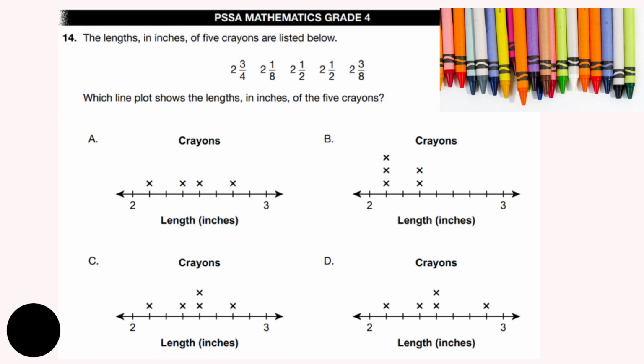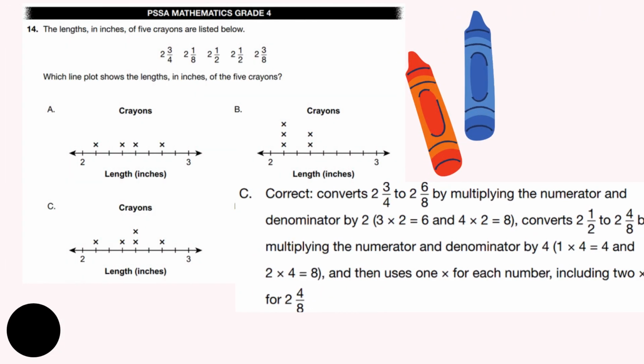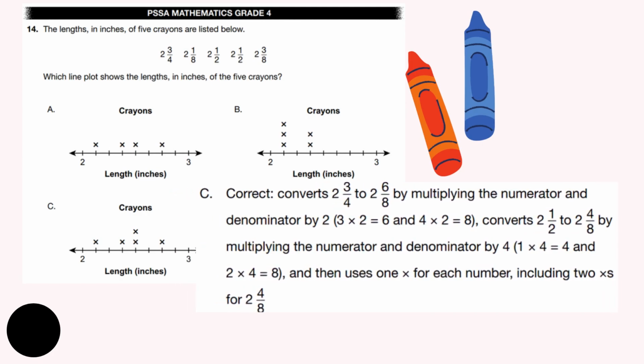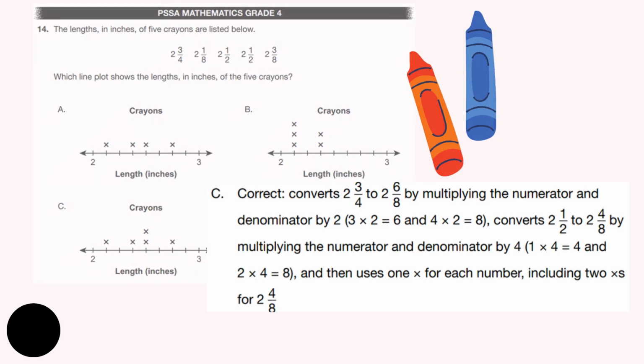Question number 14. The lengths in inches of 5 crayons are listed below. Which line plot shows the lengths in inches of the 5 crayons? So first you convert 2 3/4 to 2 6/8 by multiplying the numerator and denominator by 2, and convert 2 1/2 to 2 4/8 by multiplying the numerator and denominator by 4. Then use one X for each number, including 2 4/8.